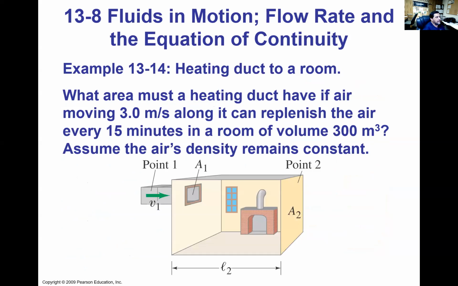So if we have a heating duct going into a room, what area must the heating duct have if air moving at 3 meters per second can replenish the air every 15 minutes in a room that has a volume of 300 cubic meters? Assume the air's density remains constant. Okay, well, that helps us because the densities will drop out.